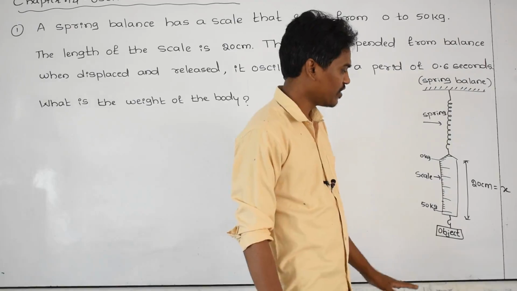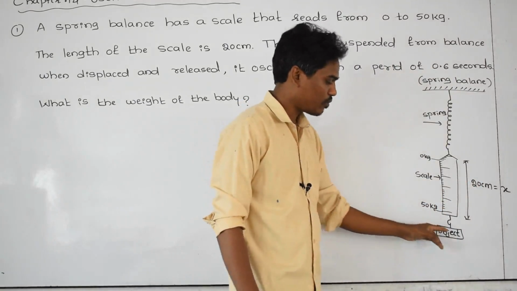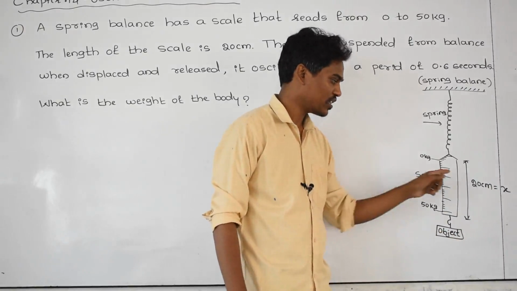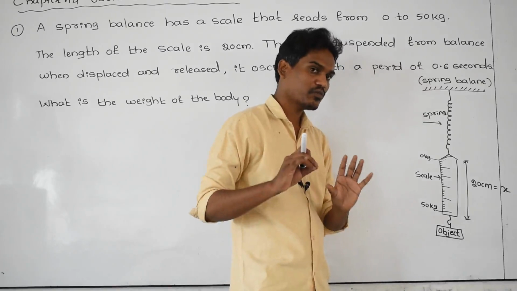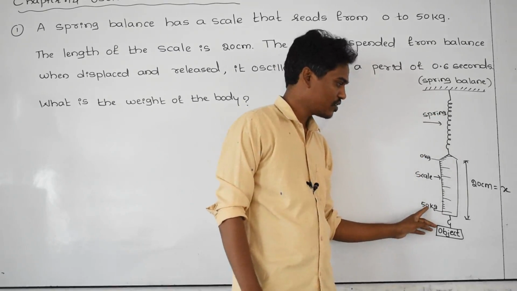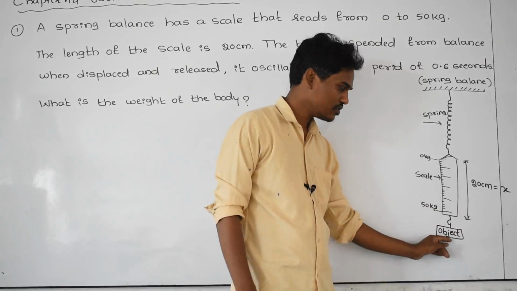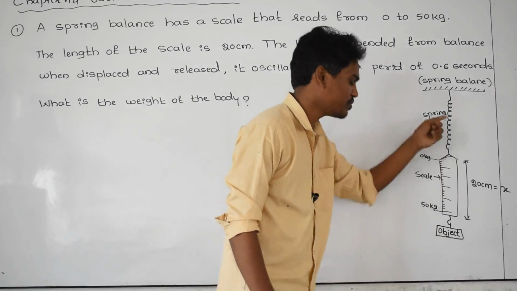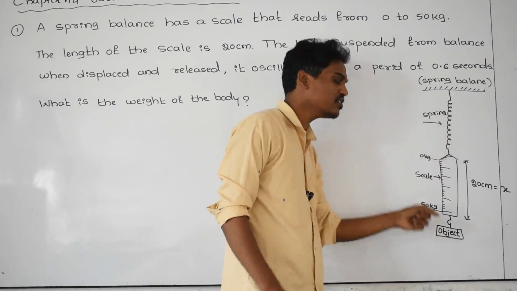And in the diagram, the length of scale is equal to 20 centimeter and one object is attached here, and the maximum weight that the scale is measuring is 50 kg. The maximum mass that can be measured by using this system is 50 kg. And the length of the scale is 20 centimeter and the object is attached, and pull the body in downward direction and release it. Then the object is making oscillations. It executes a simple harmonic motion up and down in a vertical orientation.